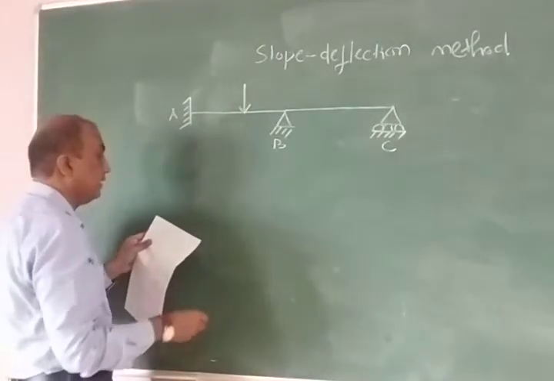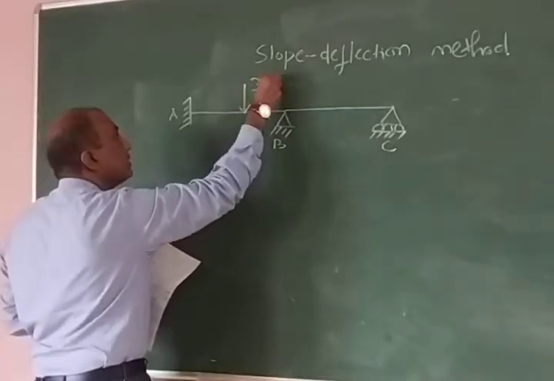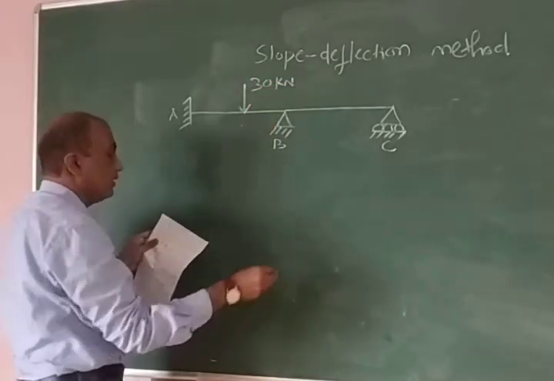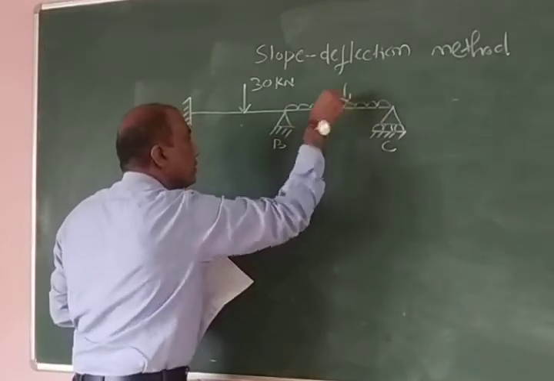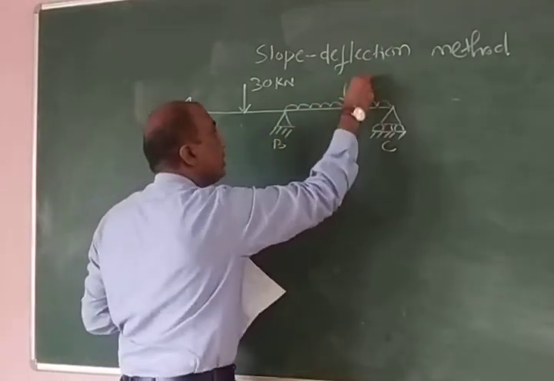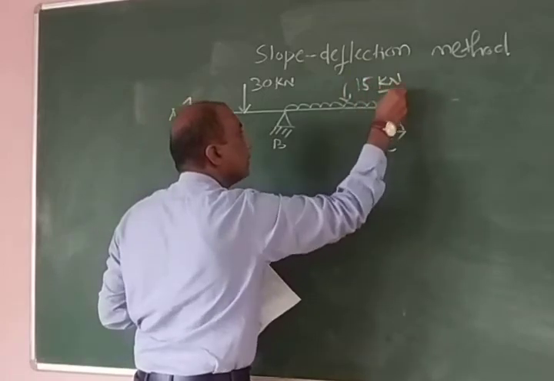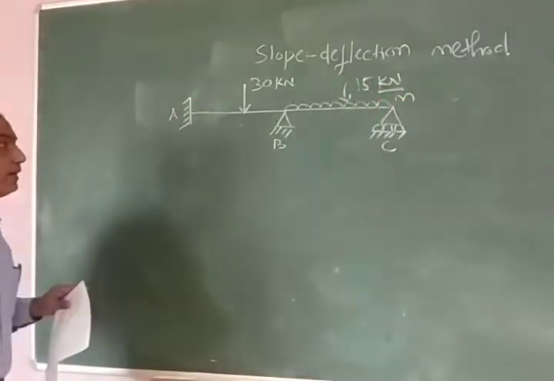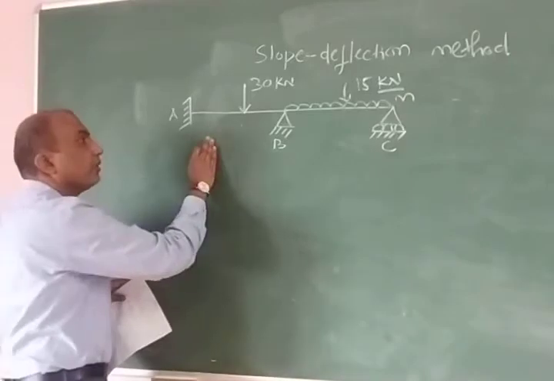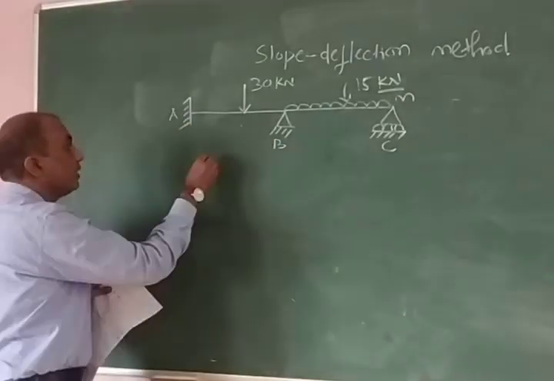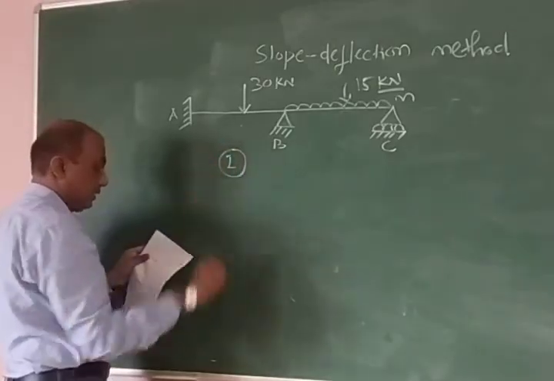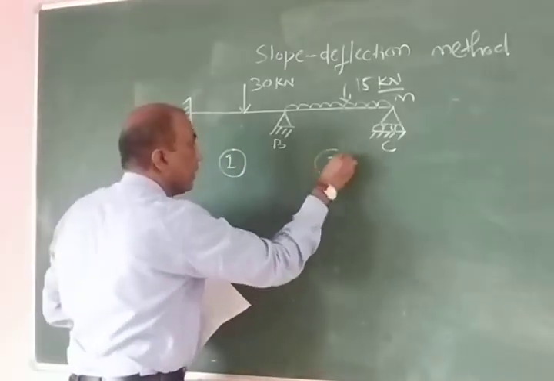Concentrated load that is acting 30 kilonewton, and there is UDL, which is equal to 15 kilonewton per meter. So these are the loads that are acting for AB and BC, two span continuous. And moment of inertia here is I, and moment of inertia here is also I.